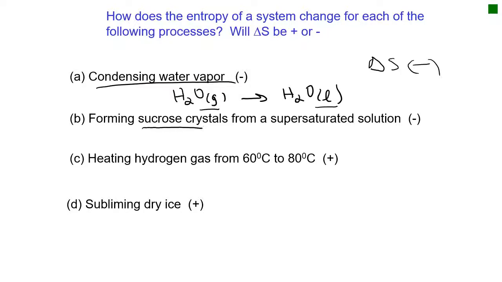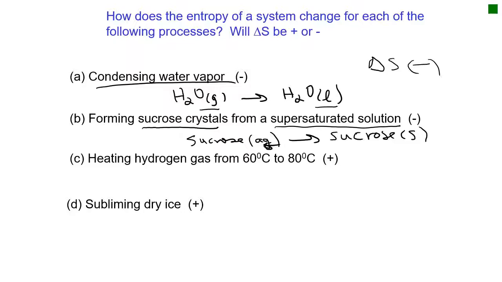If we get sucrose crystals from a supersaturated solution, well, this means that we are going to take a solution of sucrose, aqueous, and turn it into sucrose as a solid or crystalline. Anything dissolved in water is going to be more disordered than a crystalline solid of the same version. Therefore, our change in entropy or disorder will be negative.